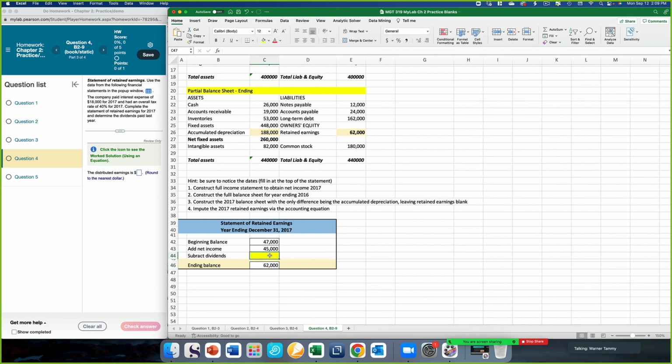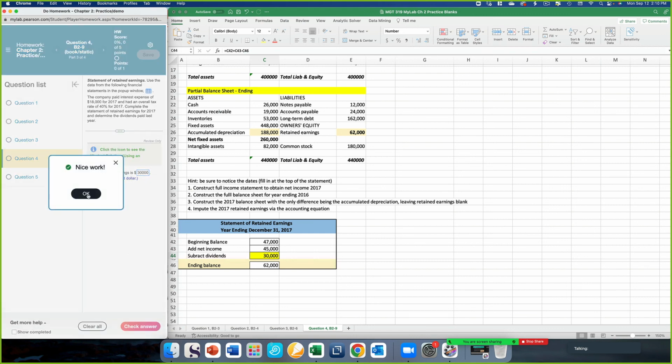So now we can calculate the dividends paid as the difference: the beginning balance plus net income minus the ending balance. So let's go ahead and calculate that. So that's $30,000 in dividends paid. All that rigmarole, having to do every single one of those from scratch to get to one number over here, 30 grand. There it is. And that's how you do number 4.